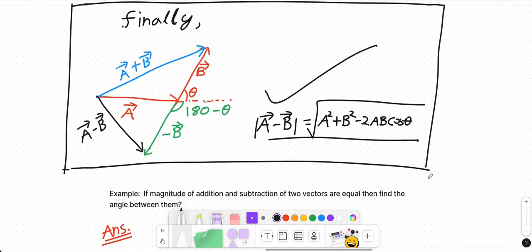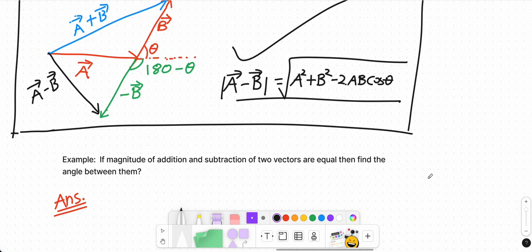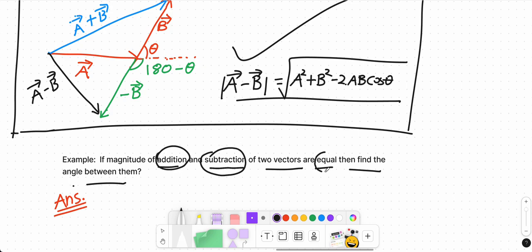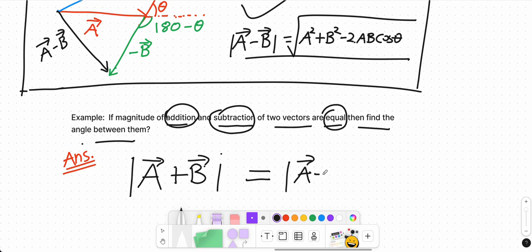Great. Now there is an example for you. The question here is, if the magnitudes of addition and subtraction of two vectors are equal, then find the angle between them. The magnitudes of addition and subtraction of two vectors are equal. That means if I add two vectors, the magnitude is equal to the magnitude if I subtract the same two vectors.